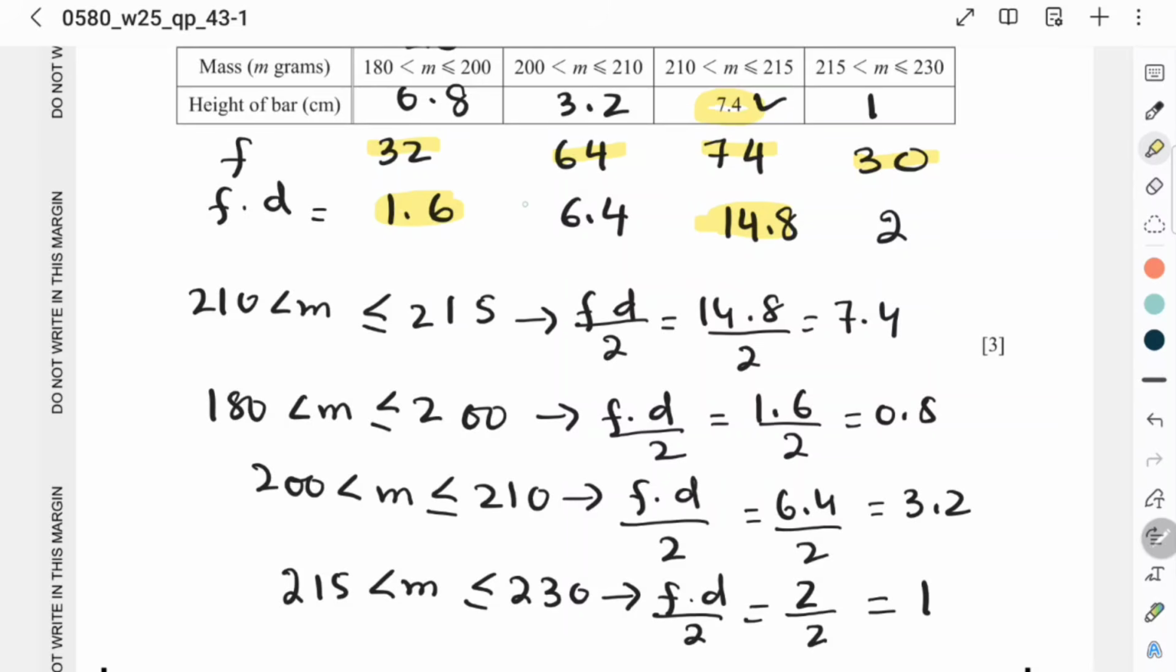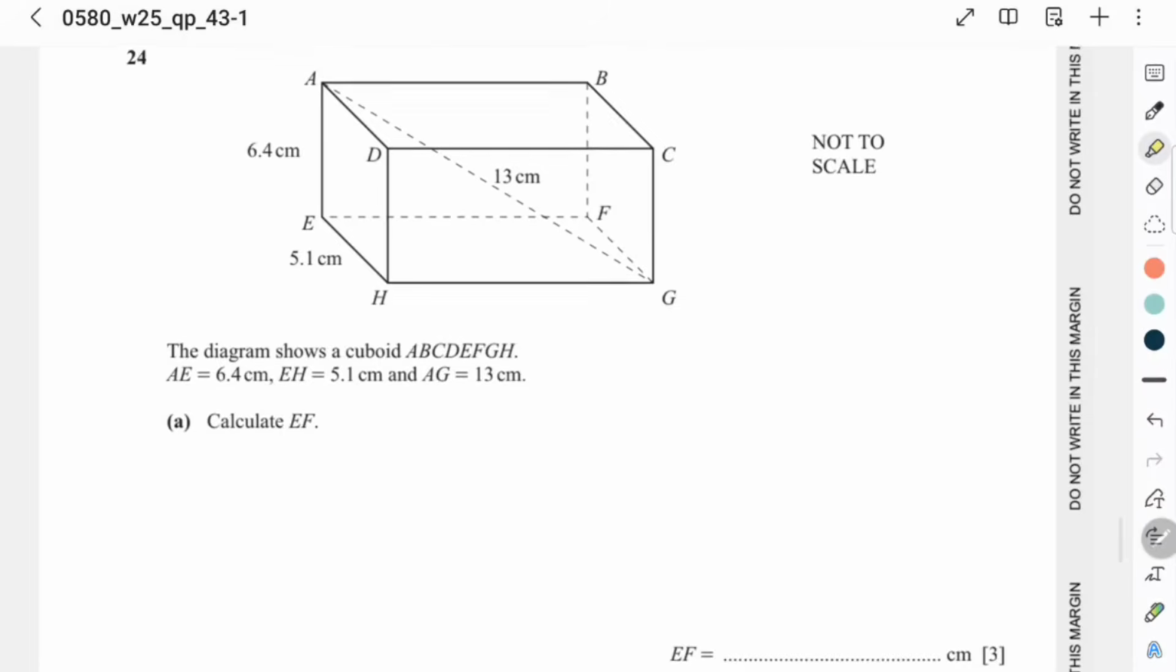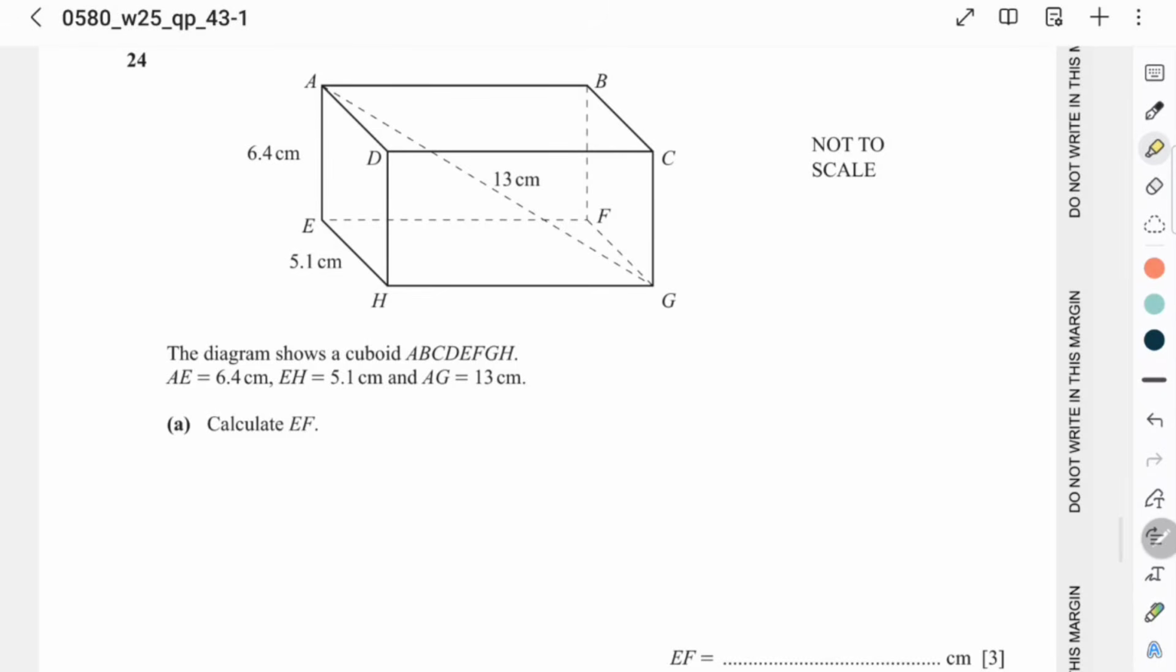So everywhere, what did we do? 1.6 upon 2 to get the height of 180 to 200. 6.4 upon 2 is 3.2 to get the height of 200 to 210. 14.8 upon 2 to get 7.4, the height, and 2 upon 2 to get 1, which is the height of 215 to 230. All right, I hope you understood. Moving to the next question.